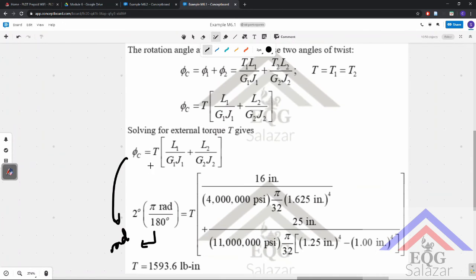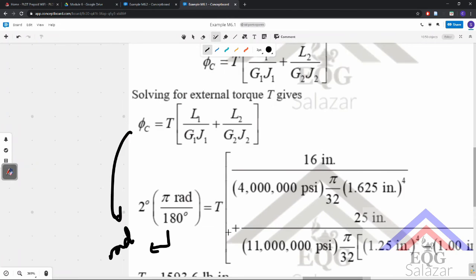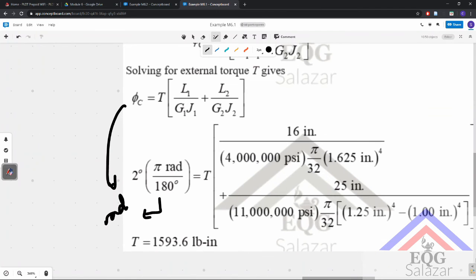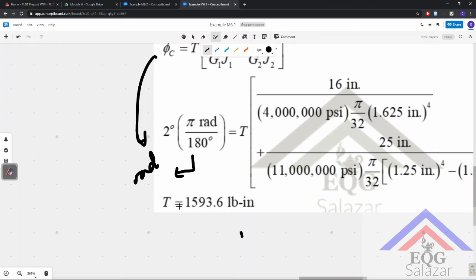Given that we already know the rotation angle at C and the values of all these other variables, you can solve for the internal torque T. Also, you should always remember that when applying this formula, you should always convert your degrees to radians, since the derivation of the formula called for the use of radians, and if you use degrees, you may overshoot or underestimate the value for T. So we have solved for a value of T of 1593.6 pound-inch.